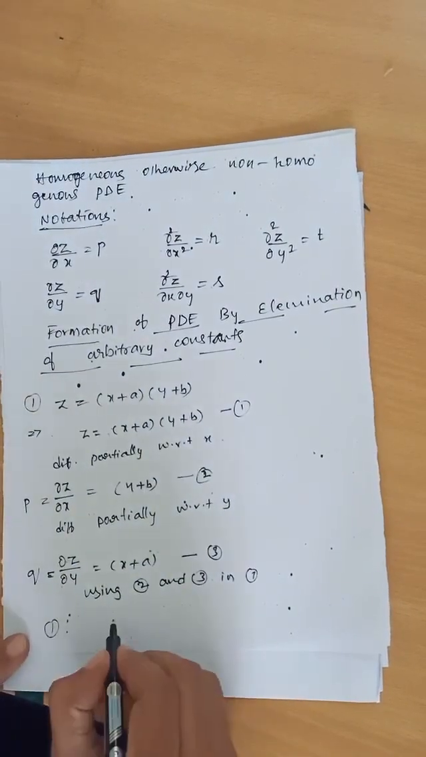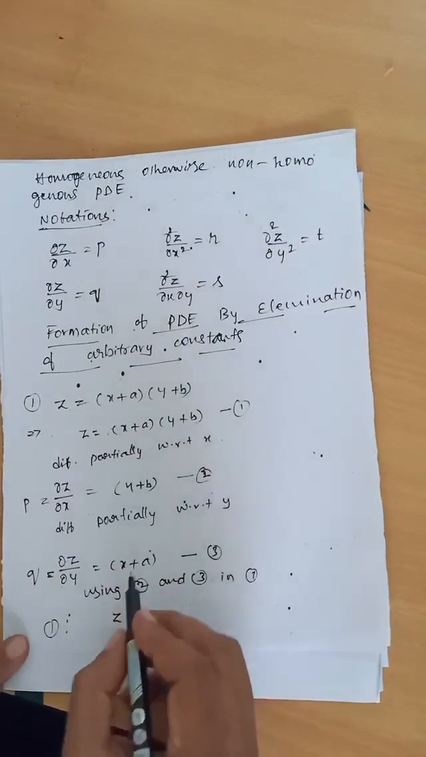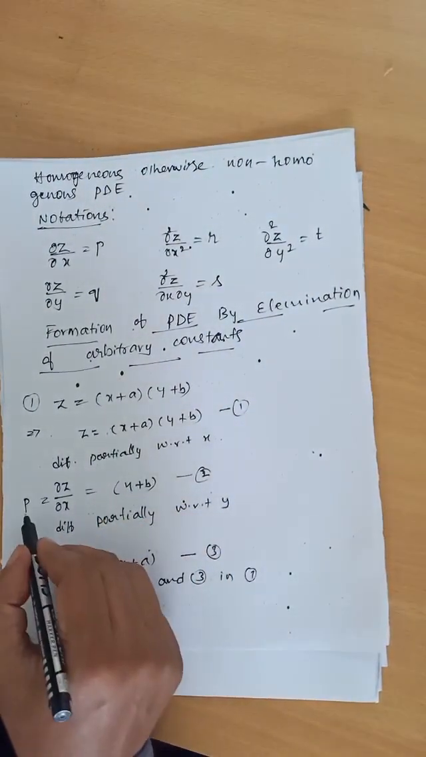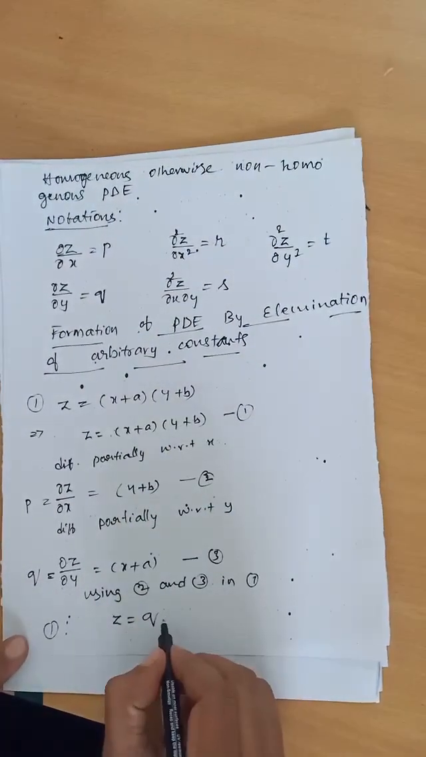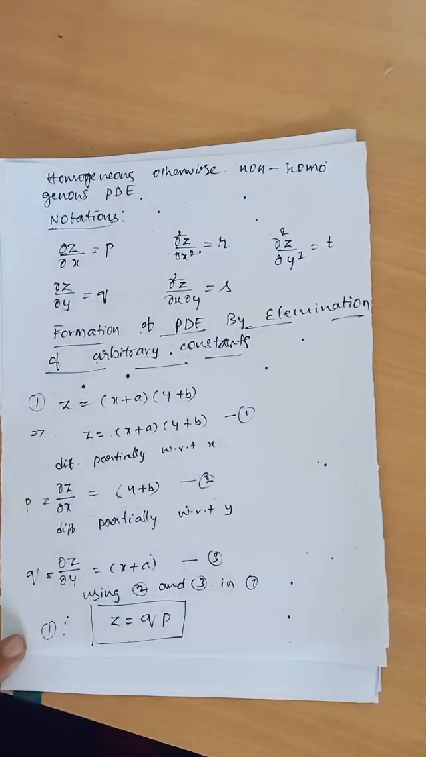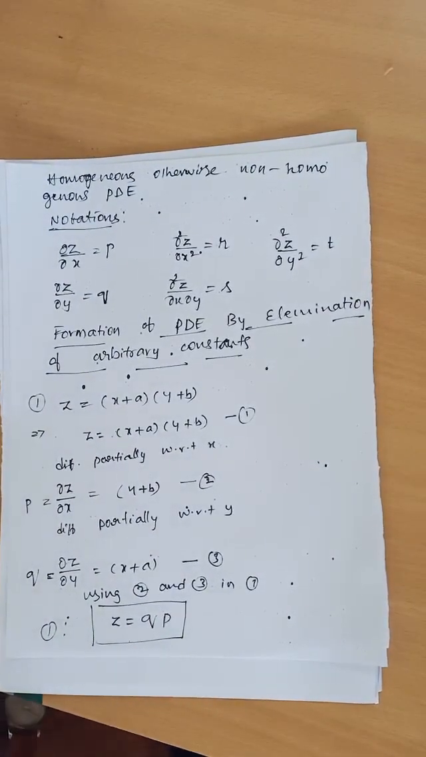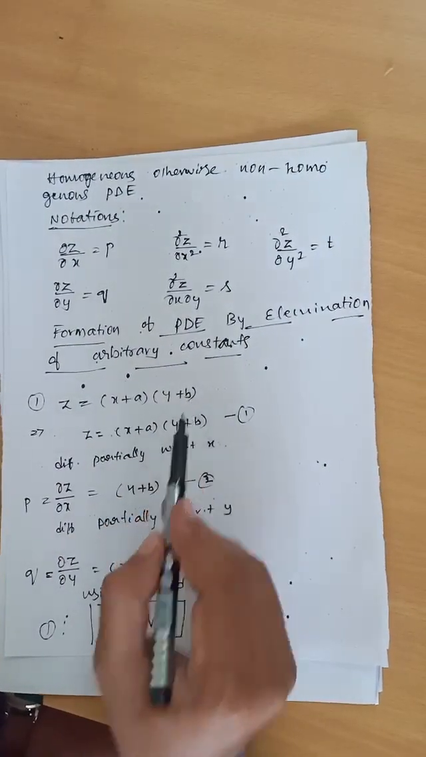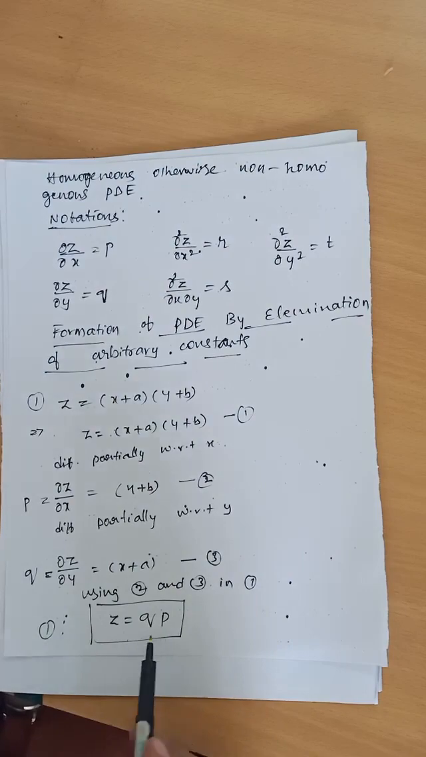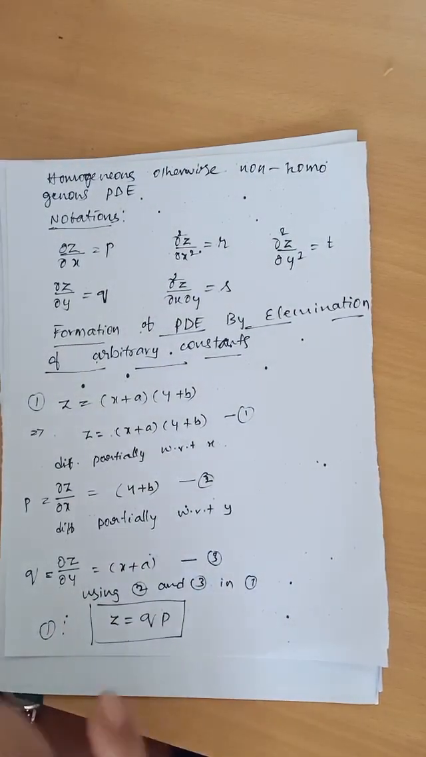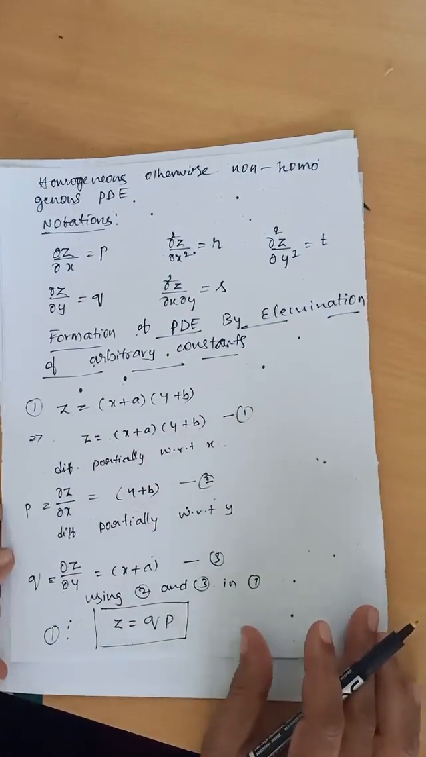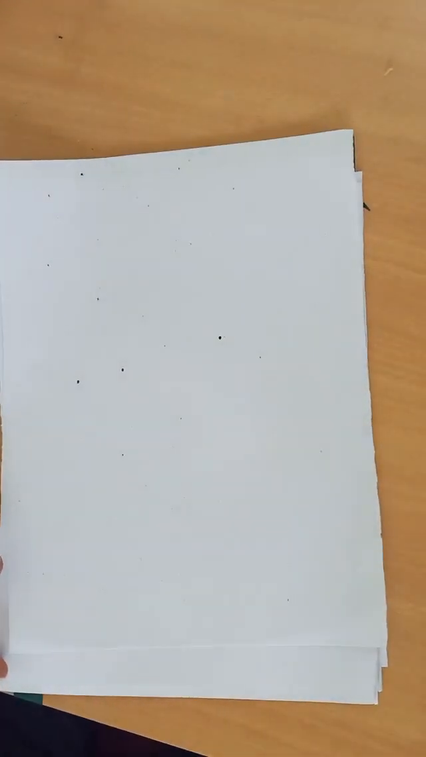Equation 1 becomes z is equal to x plus a, which is q, into y plus b, which is p. So z equals p q. This is the required partial differential equation by eliminating arbitrary constants. See here, arbitrary constants a and b were there, but here there is no a and b. So this is the method for formation of PDE by eliminating arbitrary constants. Got it? Second problem.